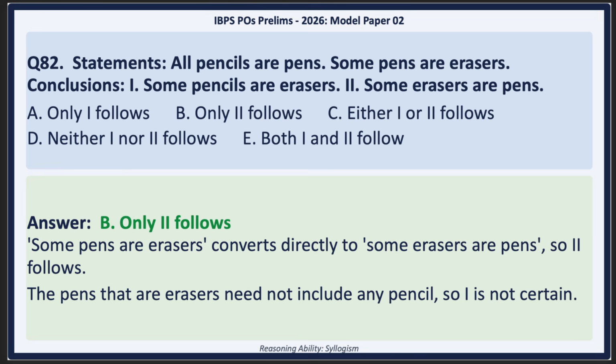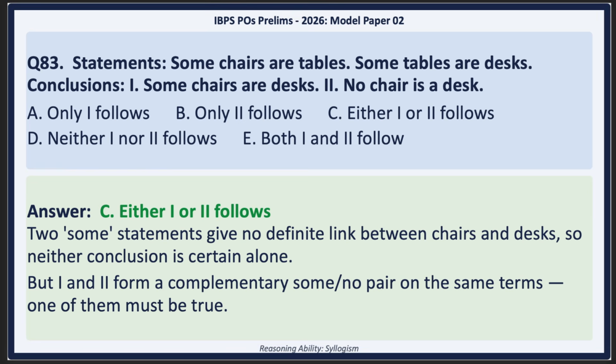Exactly. Let's escalate a bit for question 83. Some chairs are tables, some tables are desks. And the conclusions are 1, some chairs are desks. 2, no chair is a desk. Now, what's fascinating here is a concept called the complementary pair. Standing alone, neither conclusion is definitively true because chairs and desks might overlap or they might not. Right, but a chair either is a desk or it isn't a desk. There's literally no third option in the universe.